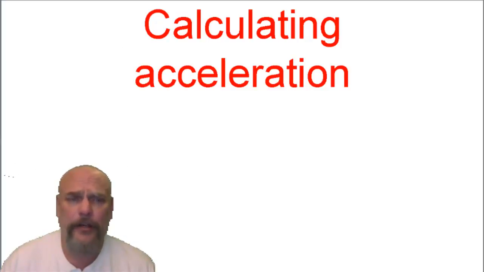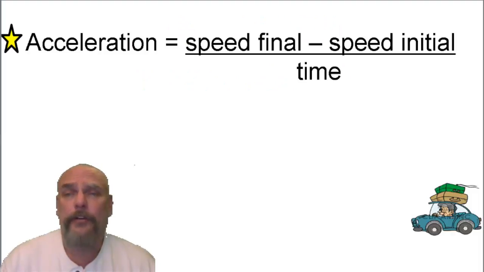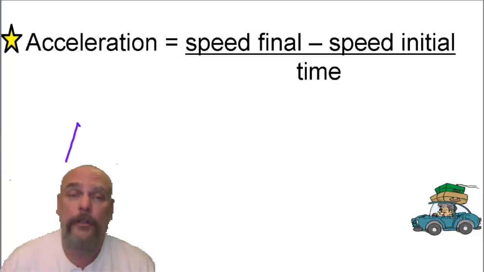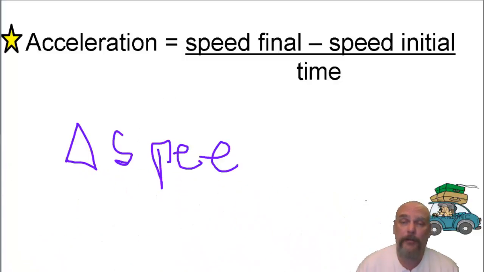And let's talk about calculating acceleration. Here's a formula that I would like you to know. Acceleration is equal to the final speed minus the initial speed divided by time. So in other words, it's the change in speed. And sometimes that's written as delta speed.